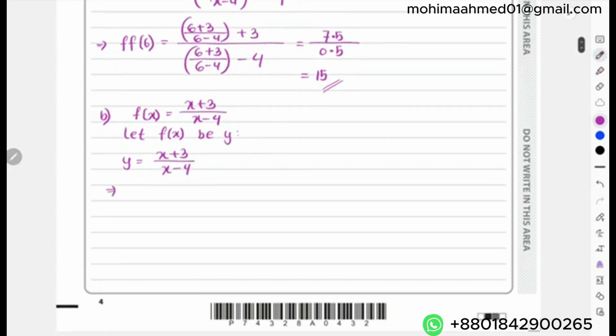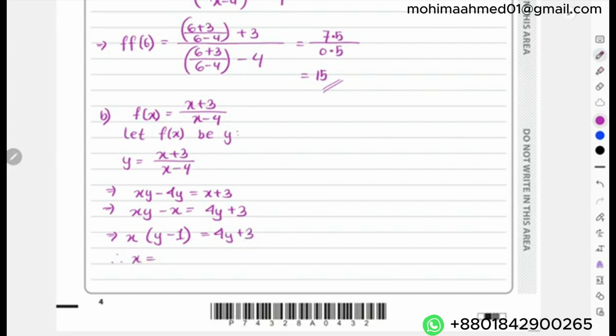Okay, so by each step, I'll try to take x to the left hand side of the equation so that I can make x the subject of this new equation. So you have xy minus 4y equals x plus 3. Then again, taking all the x's to your left hand side, xy minus x equals 4y plus 3. So you take x as a common factor, x times y minus 1 equals 4y plus 3. And eventually, if you just take x as the subject, you get 4y plus 3 over y minus 1. Right, this is the final stage.